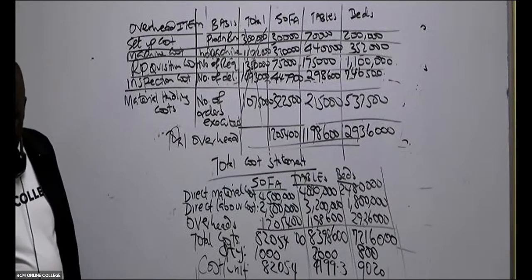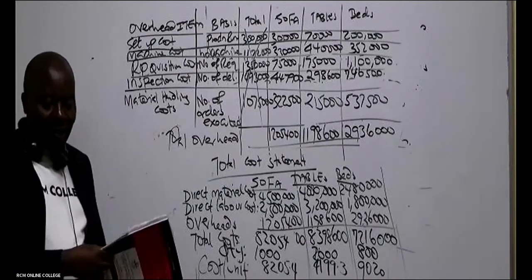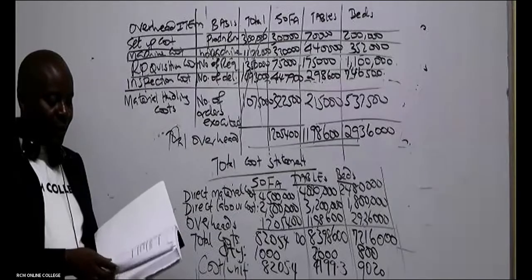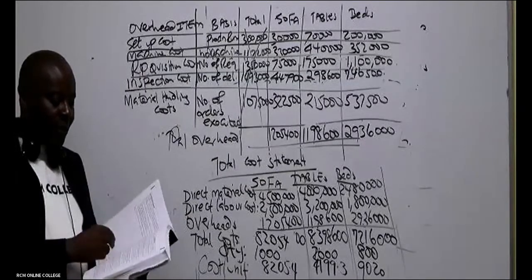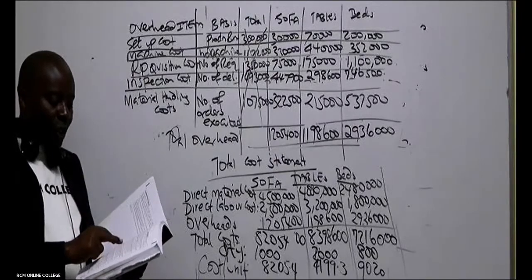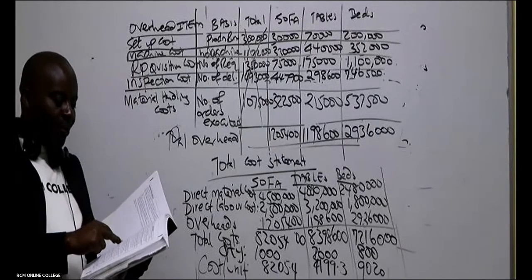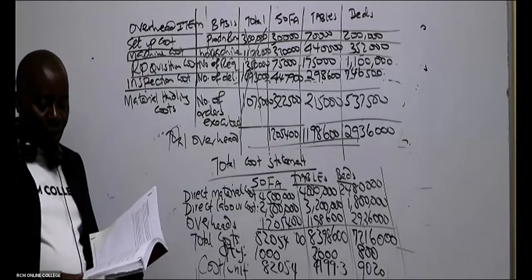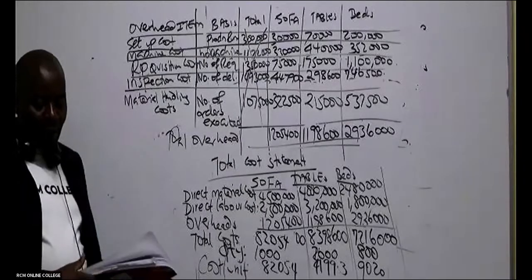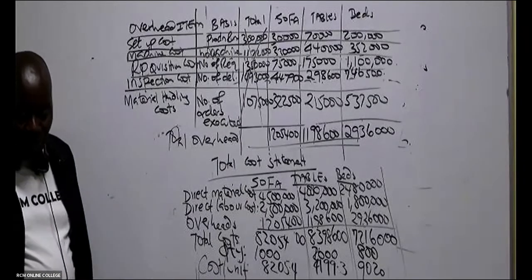I'm following the syllabus given by KASNEB. If you look at the syllabus, we finish activity-based costing, we go to product costing, then we do marginal and absorption.